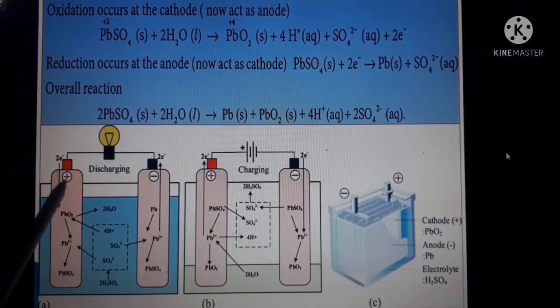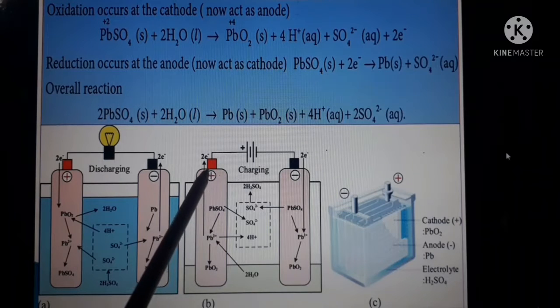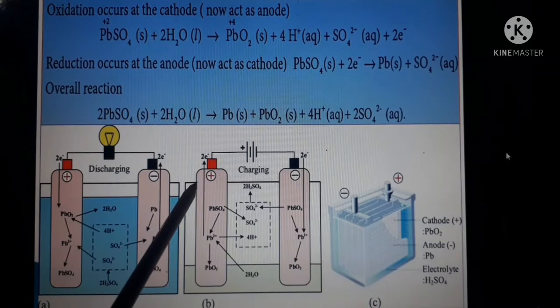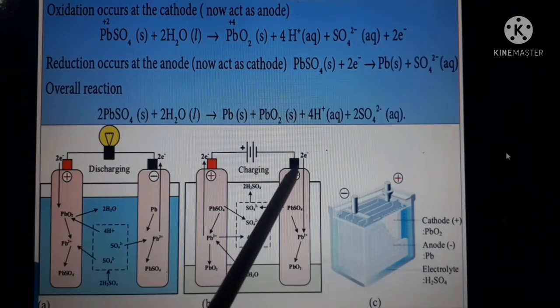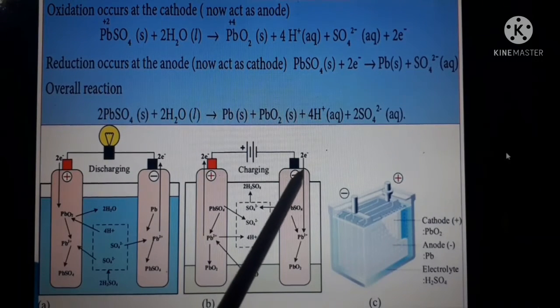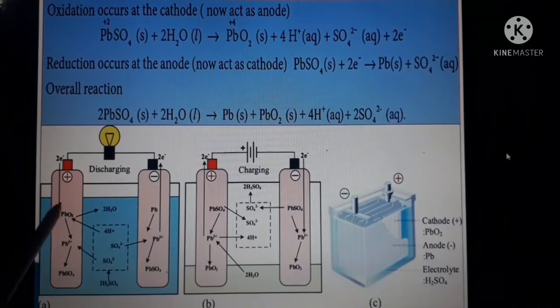Discharging means the positive electrode acts as a cathode and the negative as an anode. Charging is the positive acting as an anode and the minus electrode acting as a cathode. This is the reversible process. Lead oxide accepts 2 electrons. They form lead 2 plus ion and then lead sulfate.